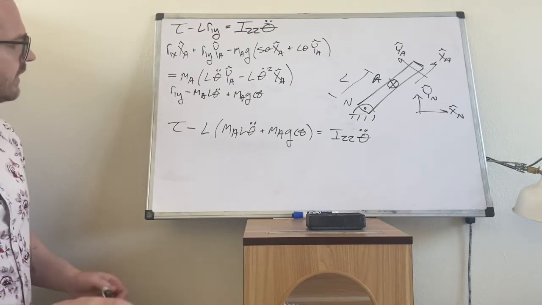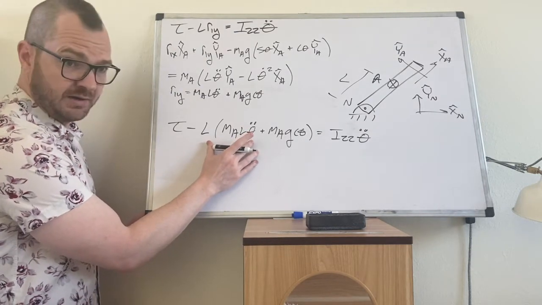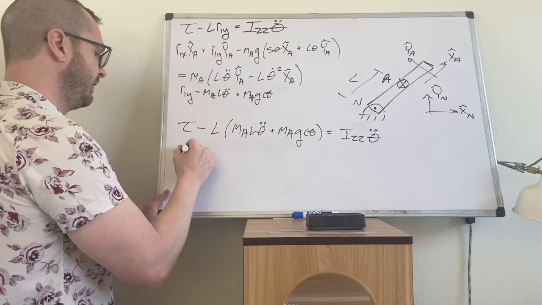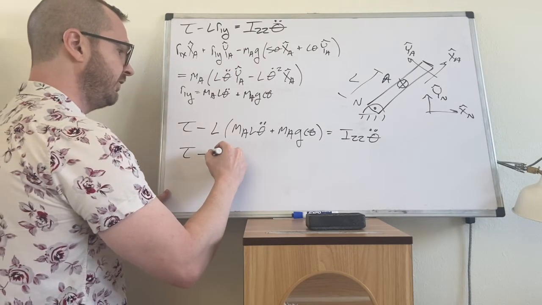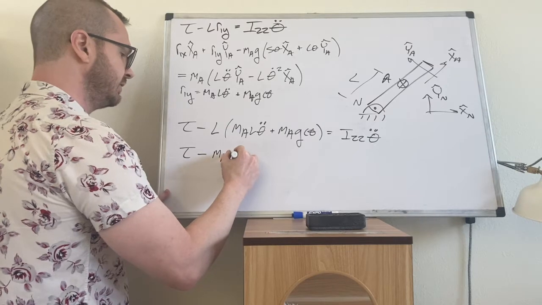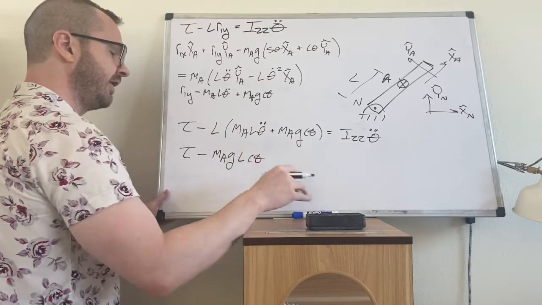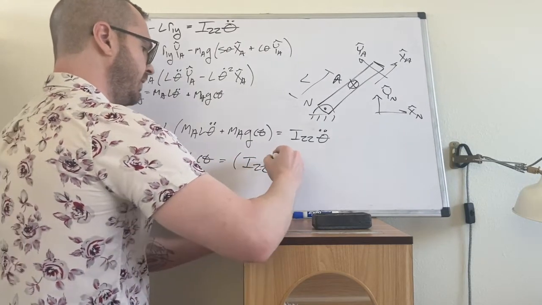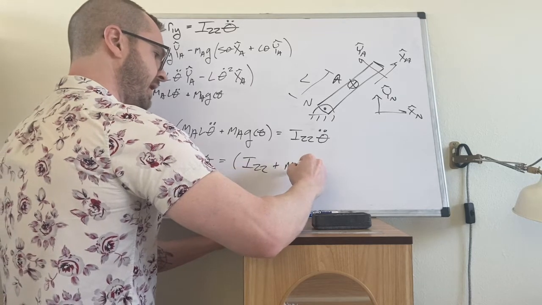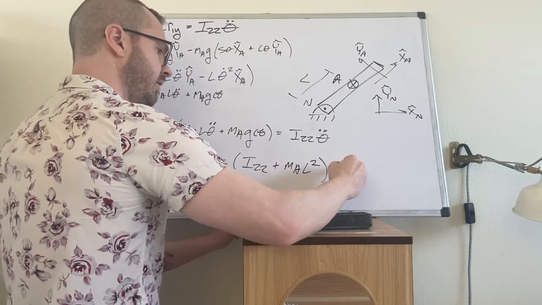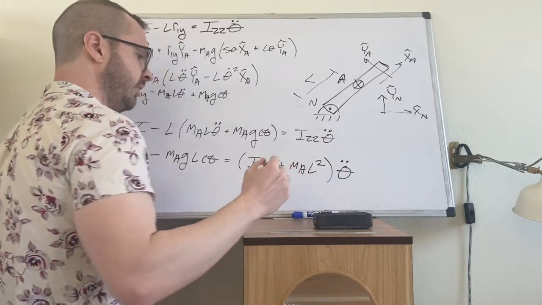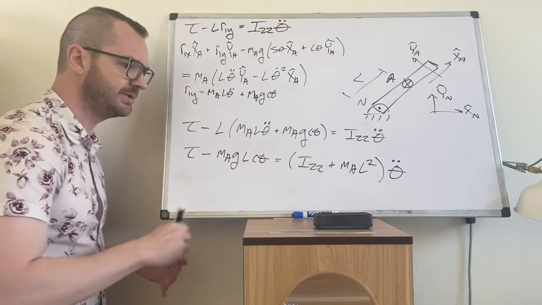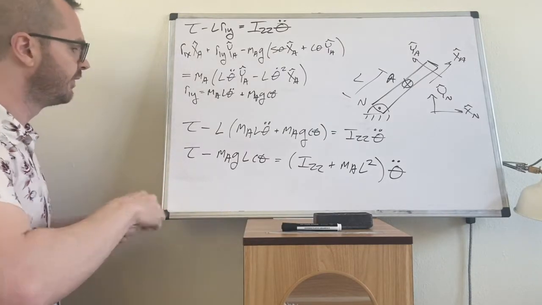Next, we see that there's a theta double dot here on the left-hand side. Let's move that to the right, and we're going to have left over tau minus m a g times L cosine theta. This is going to equal Izz plus m a L squared, and that multiplied by theta double dot. And there we are. This is finished. This is the equation of motion for this pendulum.